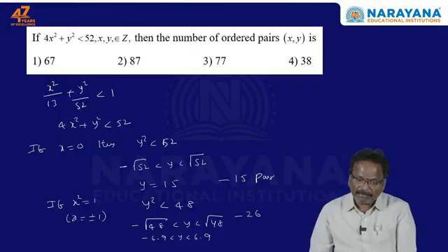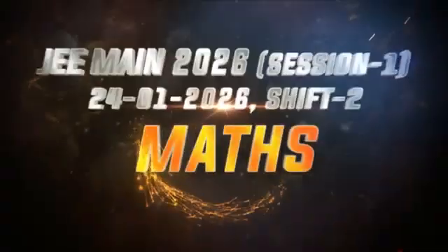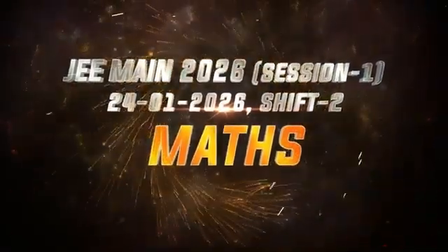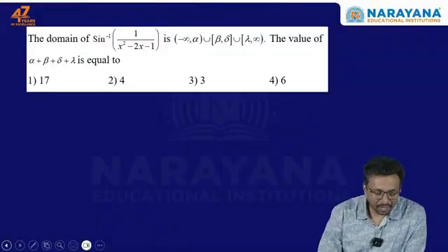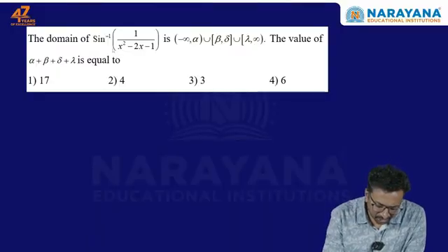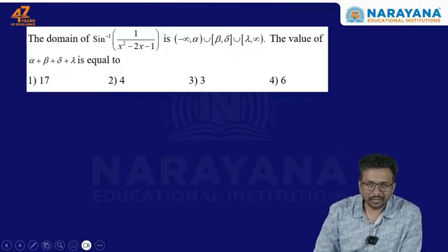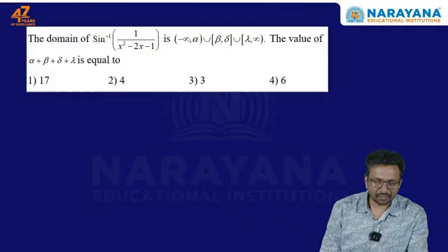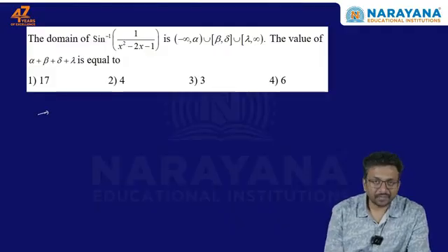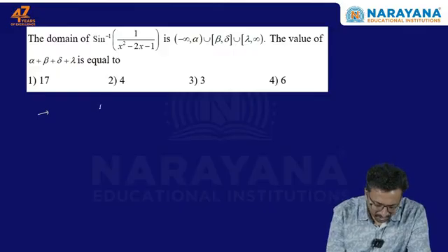Okay, now this is the repeated question. Let's see some other questions from mathematics. Okay, welcome back. So in this question, they are asking the domain of sine inverse of 1 by x square minus 2x minus 1. So quite a straightforward question. We know that the numbers which go inside sine inverse have to lie between minus 1 to plus 1.